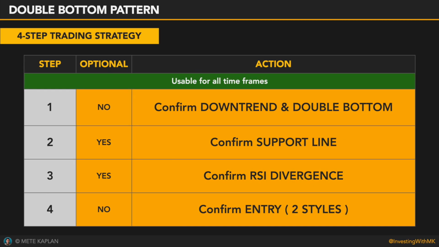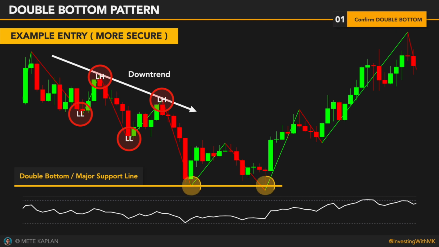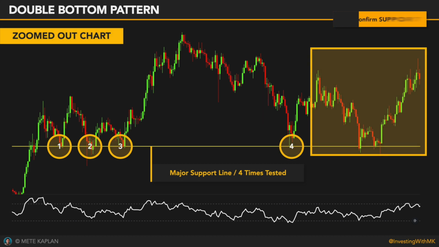Okay, as usual, a very quick recap. Please skip this chapter if you remember my first video. Step 1. Confirm downtrend and double bottom. The first thing you should do is spot a double bottom and a small downtrend channel with lower lows and lower highs.